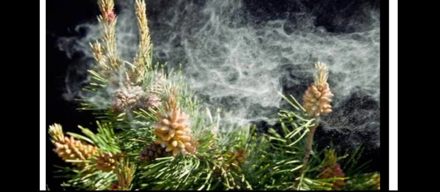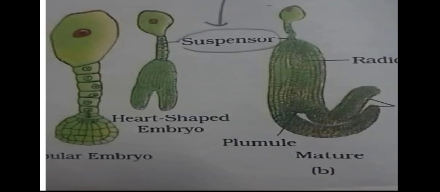When embryonic secondary suspensor cells separate and each suspensor develops into an embryo, this type of embryo development is called cleavage polyembryony. This cleavage polyembryony is present in Pinus.